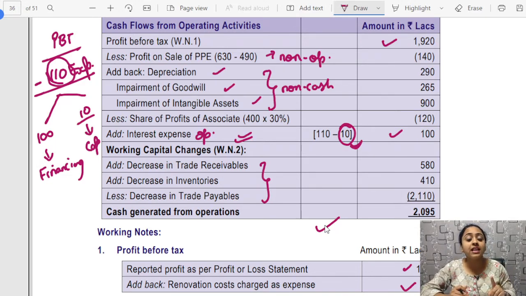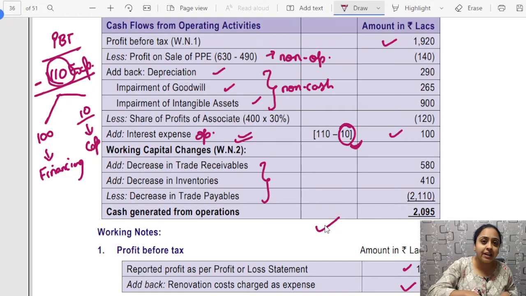To make it error free every time, you can simultaneously prepare the operating, investing and financing heads, and not wait to do it afterwards, because it might get skipped. You cannot remember each and everything. So read out each and every additional information and give its impact hand in hand.